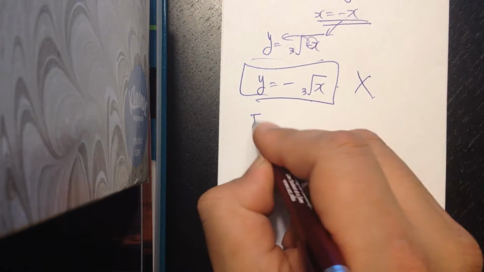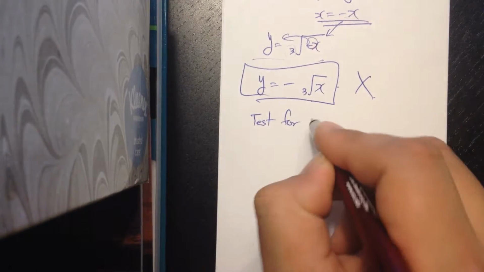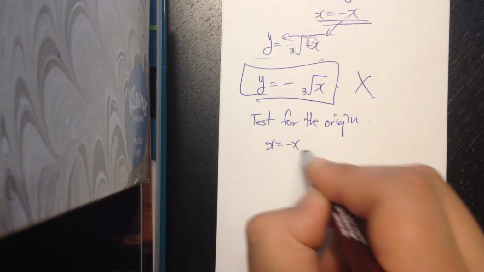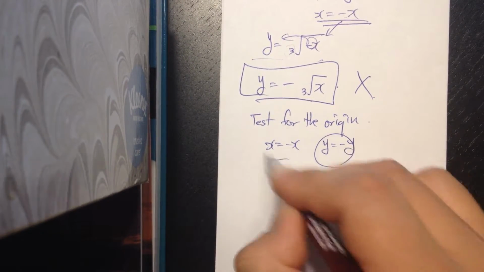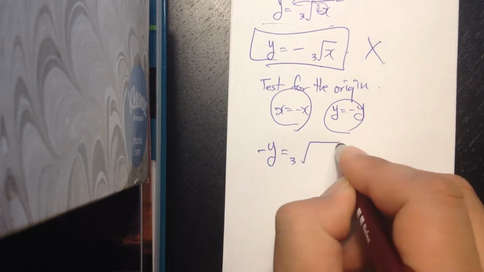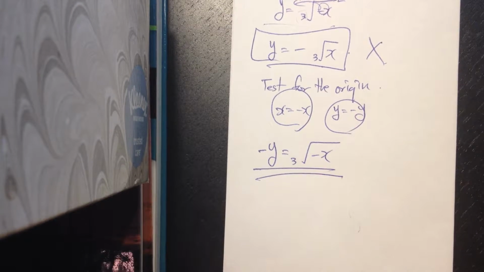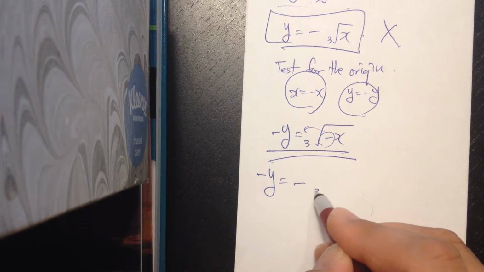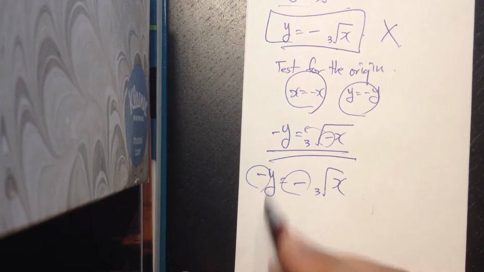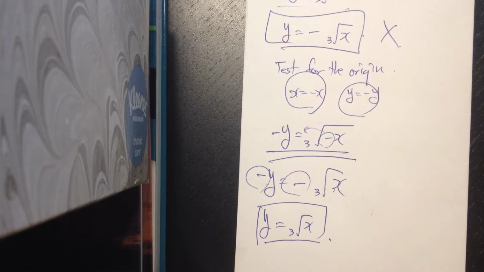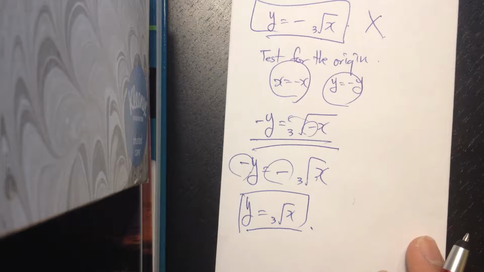Well, let's test for the origin. You know that means what? x is negative x, y is negative y. Okay, so here negative y, negative x, seems like this is going to work. Pull it out. Negative, negative turns out to be positive, right? So that's good. So therefore, we conclude letter A is what?